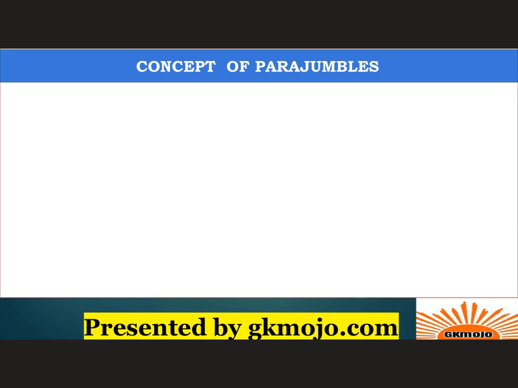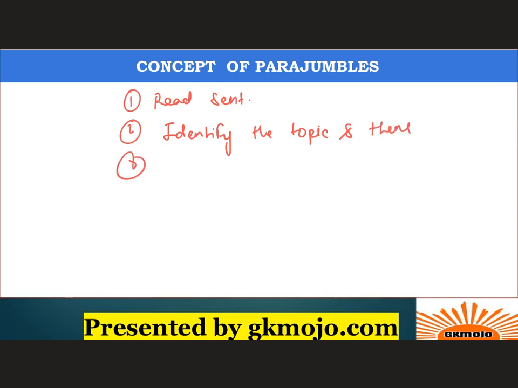To just revise a broad approach in solving parajumbles, I would like to tell you first, read all the sentences and try to understand the message of the paragraph. Second, identify the topic and theme. Correct, I've told you, central theme, very important. Third, quickly identify the tone. You should be able to identify what the tone is. This will help you a lot.